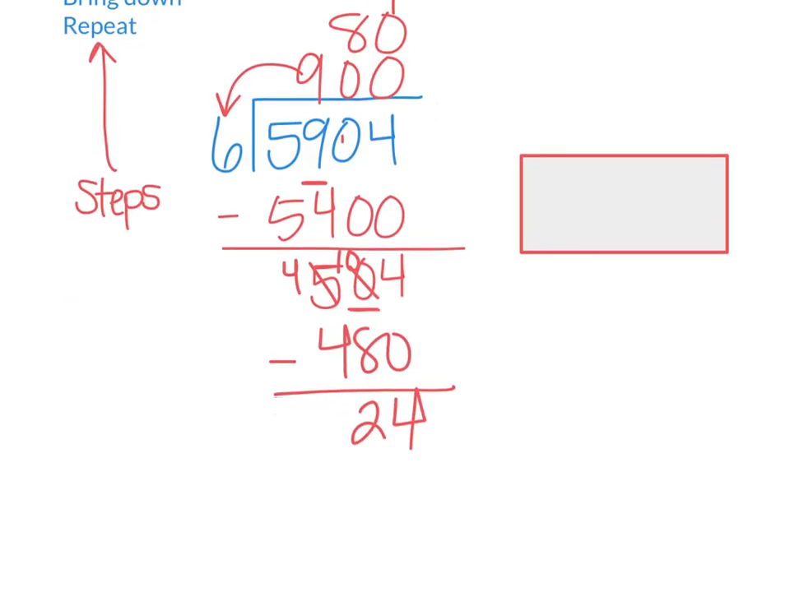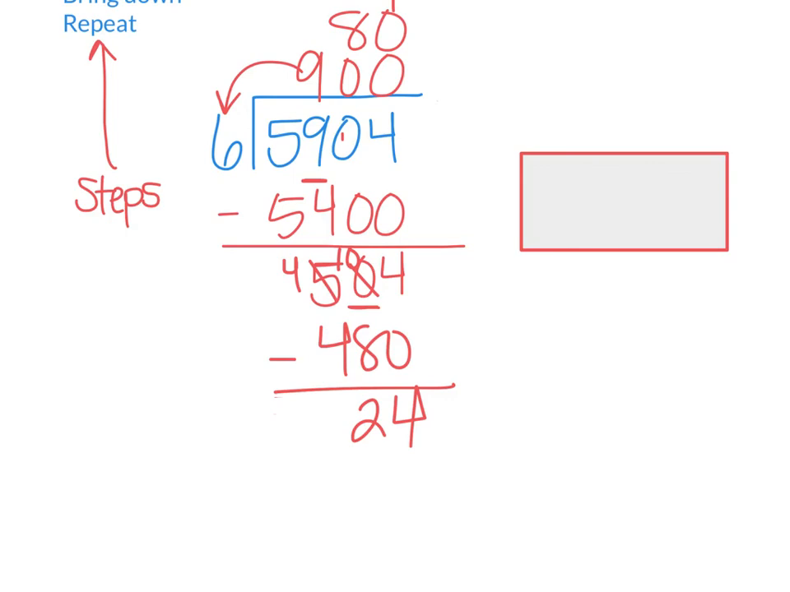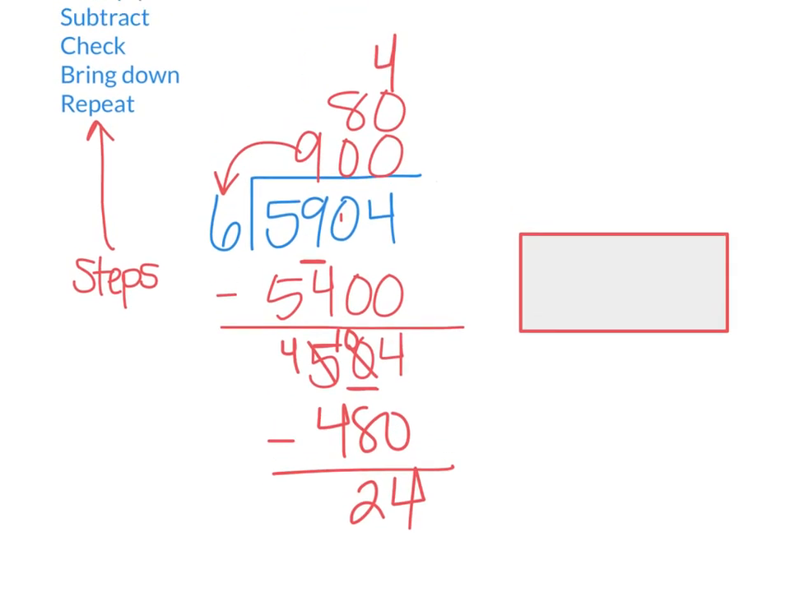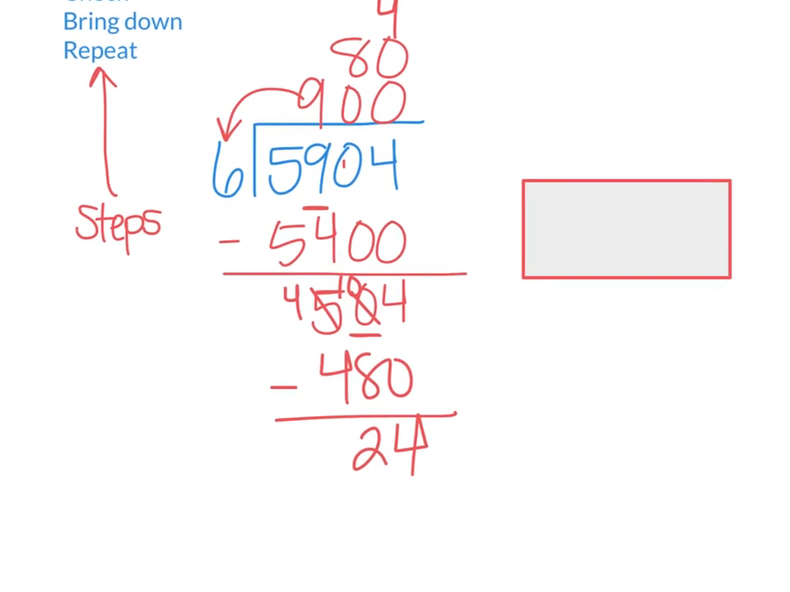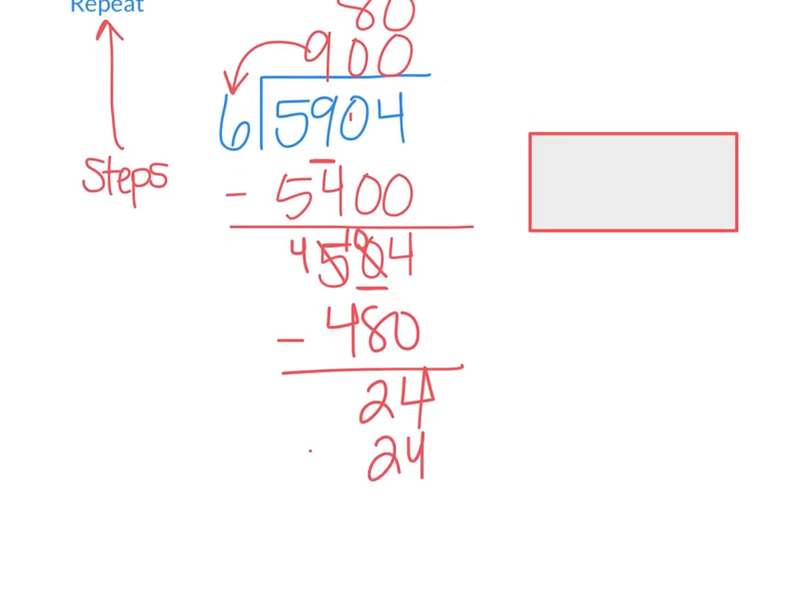And since it's just 24, it's not 240. I know that 6 goes into 24 4 times, so I'm going to stack that on top. And I'm going to multiply. 4 times 6 is 24. After I multiply, I subtract, and my remainder is 0.